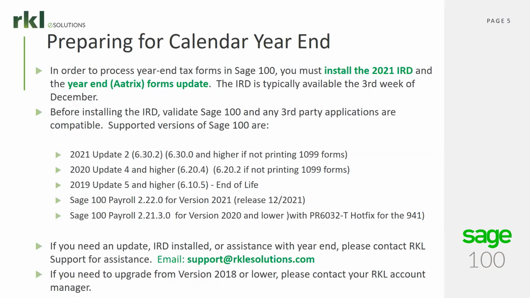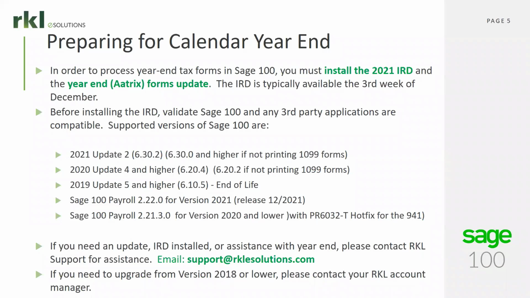If you have the payroll module, you will need to be on version 2.22.0 for your version 2021 Sage 100, and that will be released this month. And if you're on version 2020 or lower, you will need to be on a minimum of payroll version 2.21.3 and also have the PR 6032-T hotfix installed for the 941 form.